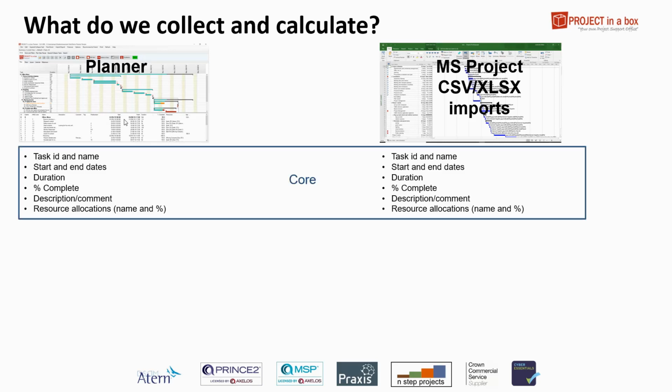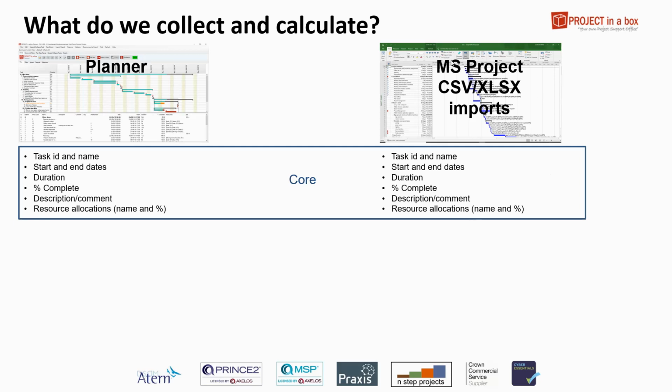So we have what we consider to be a core data set, and that's brought in identically from Planner and Microsoft Project. And that's things like task ID and name, start and end dates of tasks, duration of task, percentage complete of task, description and comment of each task, and the resource allocations. There might be multiple resource allocations on a particular task: who the person is, and the percentage allocation. That's, if you like, very much the core information that people have in their plans. Not everybody even fills all these things in for their plans, but if they do, that information is going to be brought back out.